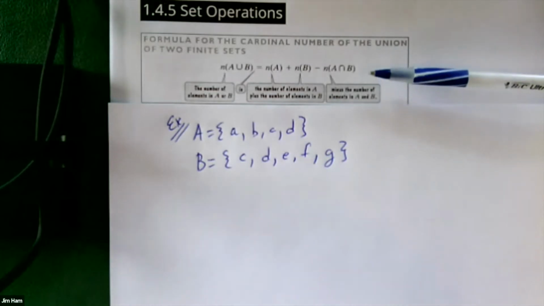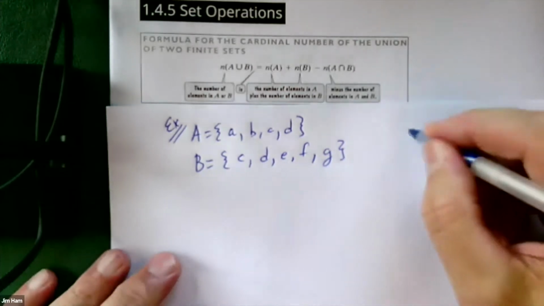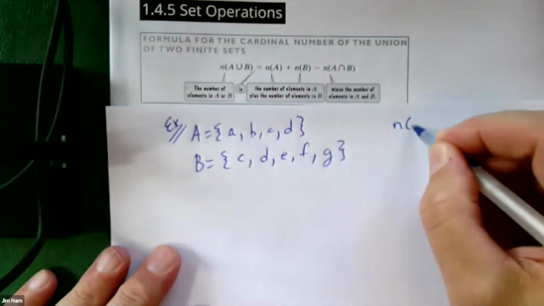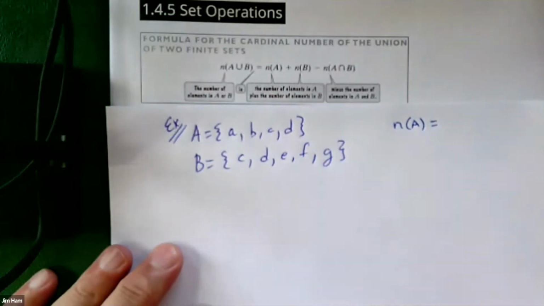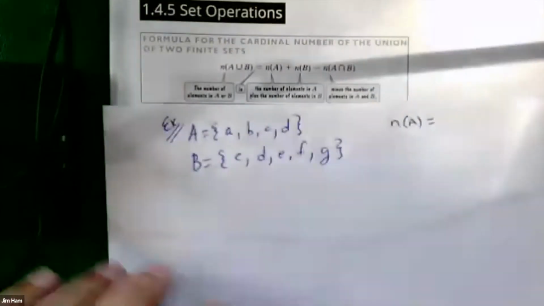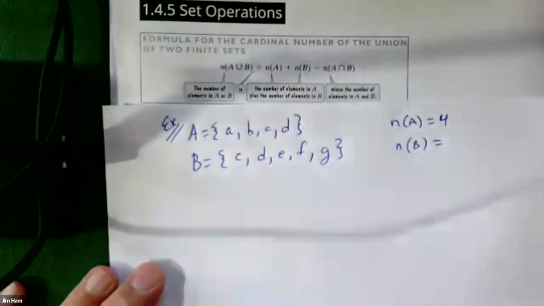So what we need to identify is the number of elements in A. How many elements are in A? Hold up your hand. How many? 4. 4, thank you. And how many elements are in B? N of B is? 5. 5.